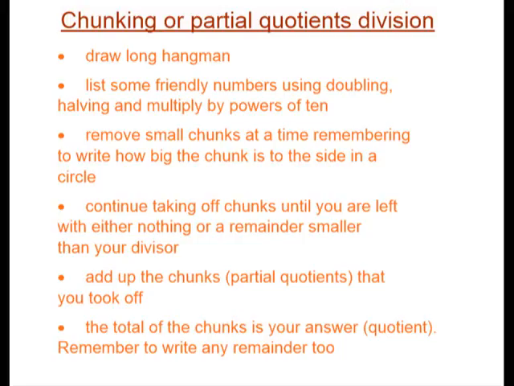Remember these steps. Draw yourself a long bus stop. List some friendly numbers using doubling, halving, multiplying by powers of 10. Remove small chunks at a time, remembering to write how big the chunk is to the side in a circle. Continue taking off chunks until you are left with either nothing or a remainder smaller than your divisor. Add up the chunks, your partial quotients that you took off. The total of the chunks is your answer, your quotient. Remember to write any remainder too.